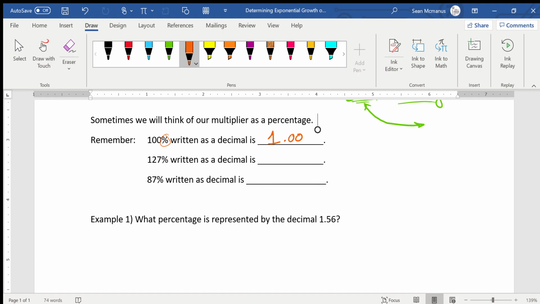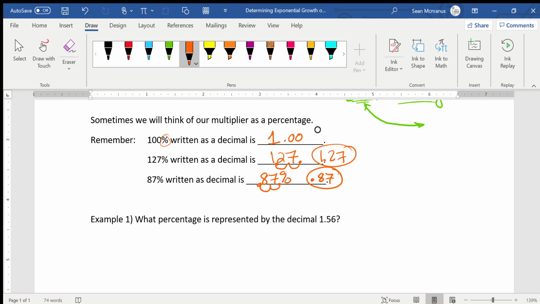127% written as a decimal. I'm going to take the decimal and move it to the left 2 times. I'm going to have 1.27. And 87% written as a decimal. 87%, I'm going to take the decimal and move it to the left twice. So 0.87 is how I would write 87% as a decimal.